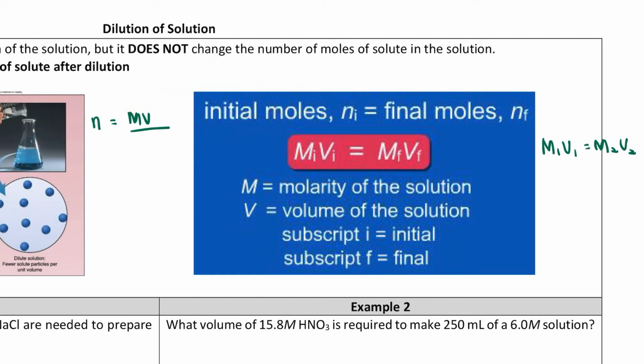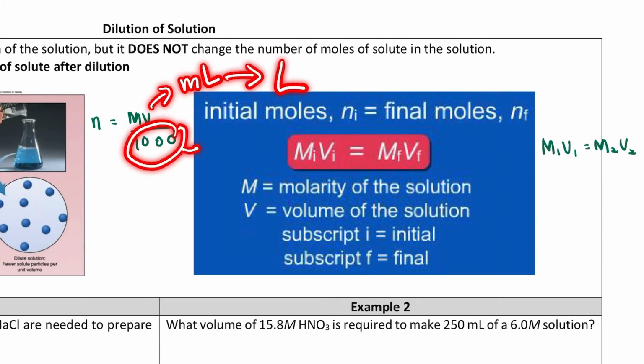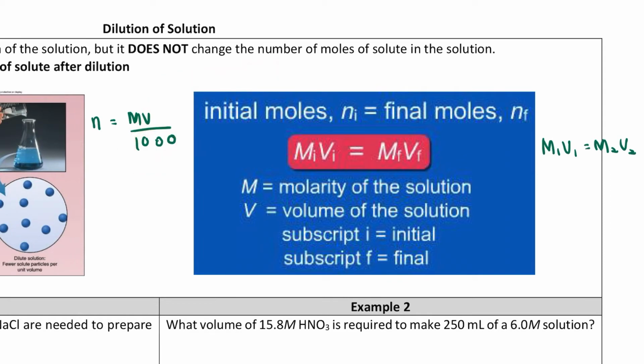Ataupun kalau tak biasa lagi, kamu kan hafal MV over 1000 tu. Kenapa ada 1000 sini? Sebab usually volume dia bagi dalam ml kan. So 1000 here diletakkan so that kamu boleh automatically tukar ml tu pergi L. Ataupun kalau tak nak pakai over 1000 pun boleh, tapi dengan syarat volume ni kena tukar awal-awal jadi liter. Okay, alright. So this is the equation yang menyebabkan ada MV dekat sini.